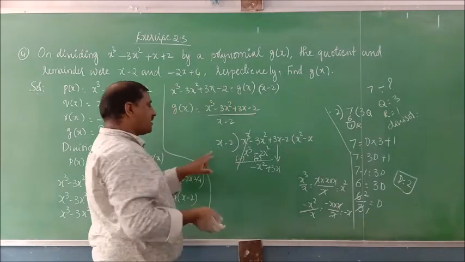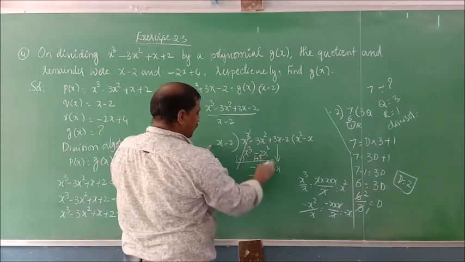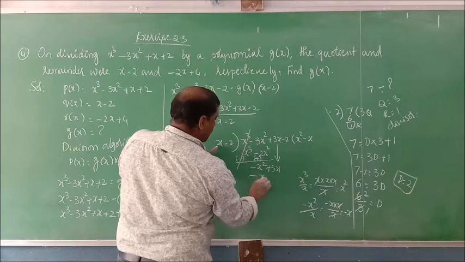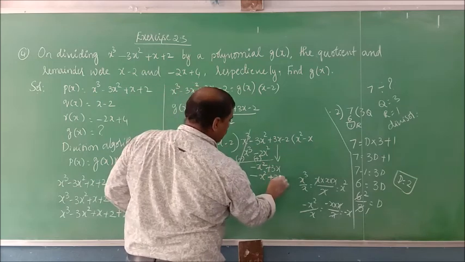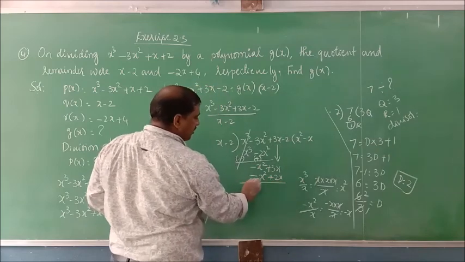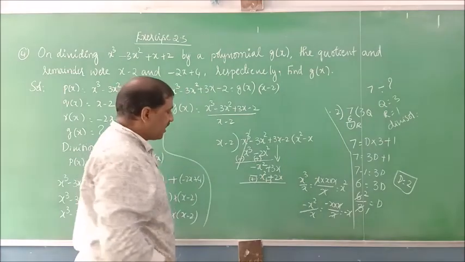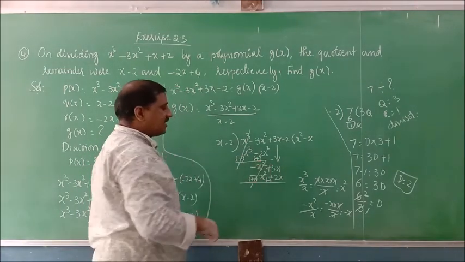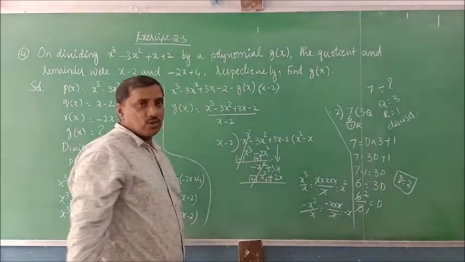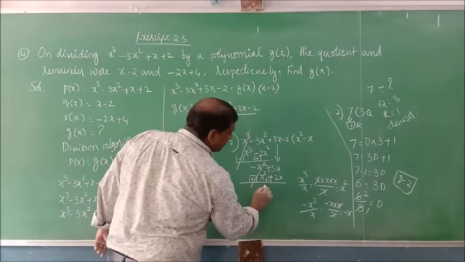Then multiply minus x with x minus 2. Plus into minus, minus 1 into 1 is 1. X into x is x square. Minus into minus is plus. 2 into x is 2x. Then subtract. Minus will become plus, and plus will become minus. Now minus x square plus x square, both are cancelled. We get 0. Plus 3x minus 2x, that is 3 minus 2, it is 1x, or simply x.